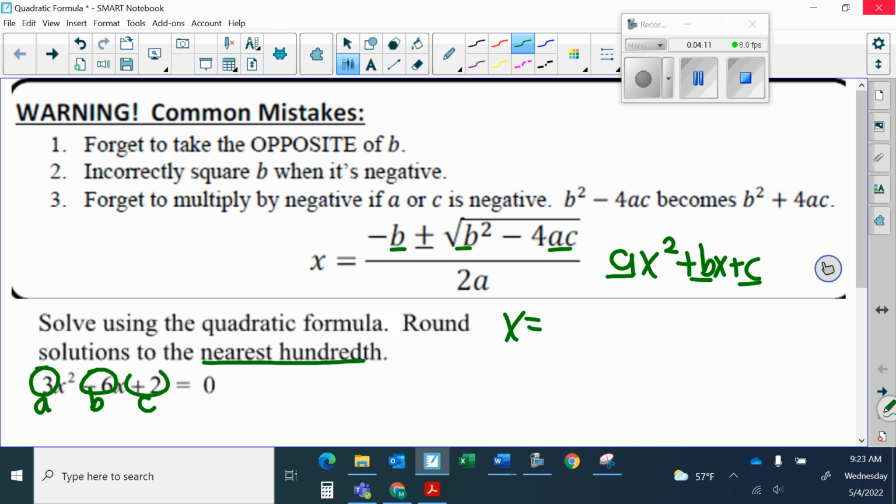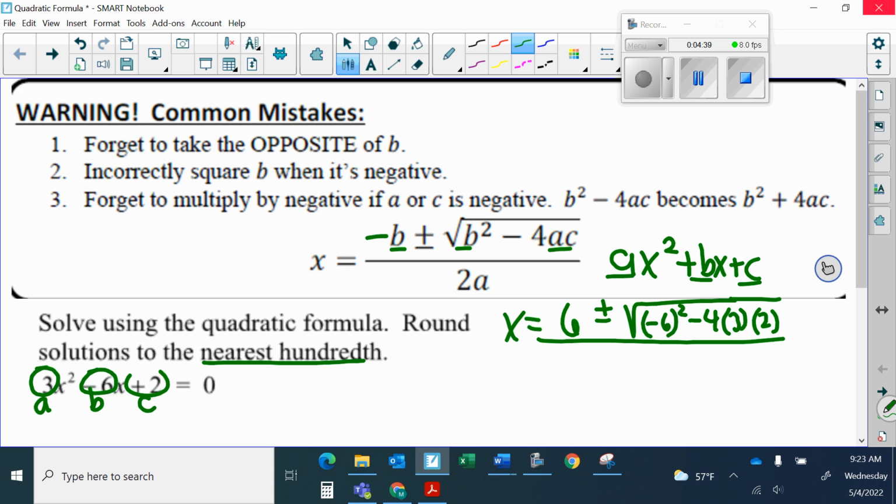X equals negative b. Another word for negative is the opposite. So what is the opposite of b? Right now, b is negative 6. So the opposite is plus 6. Plus or minus the square root of b squared. Negative 6 squared. Remember, when I substitute in, I put parentheses. Negative 6 squared, b squared, minus 4, a is 3, and c is 2.